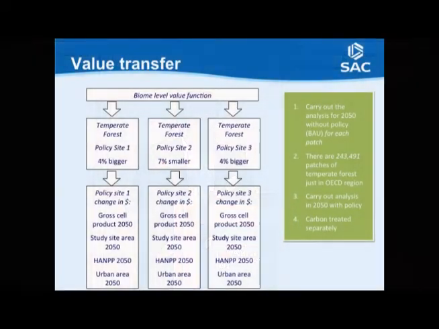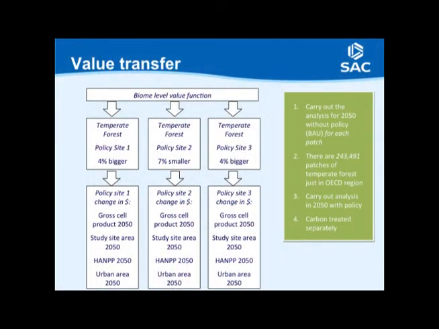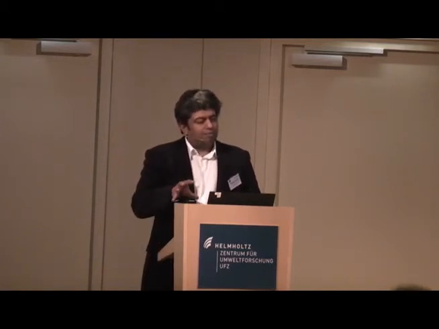So we're saying, given what we expect to be the change in 2050, what's that change in value because the policy site's got 4% bigger? And we repeat this entire exercise for 2050 with the policy and compare it to 2050 without the policy. What we don't do is look at carbon, because we treat that separately, because IMAGE treats carbon separately. So in the case of carbon, we look at the land use type and then look at the value of the carbon estimate beyond that.